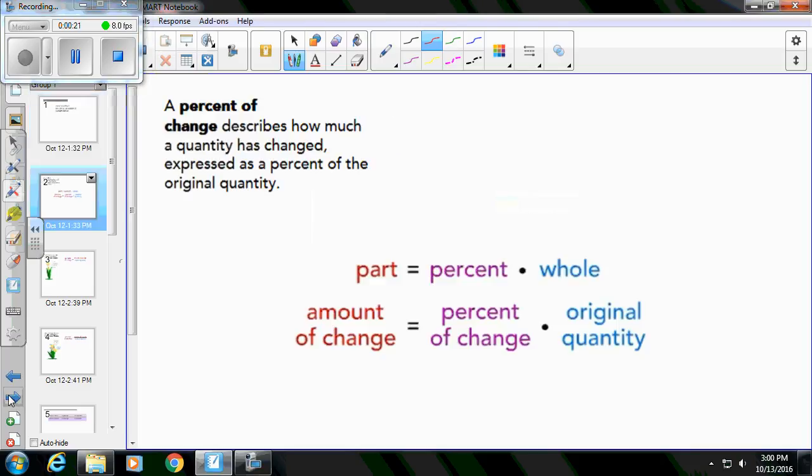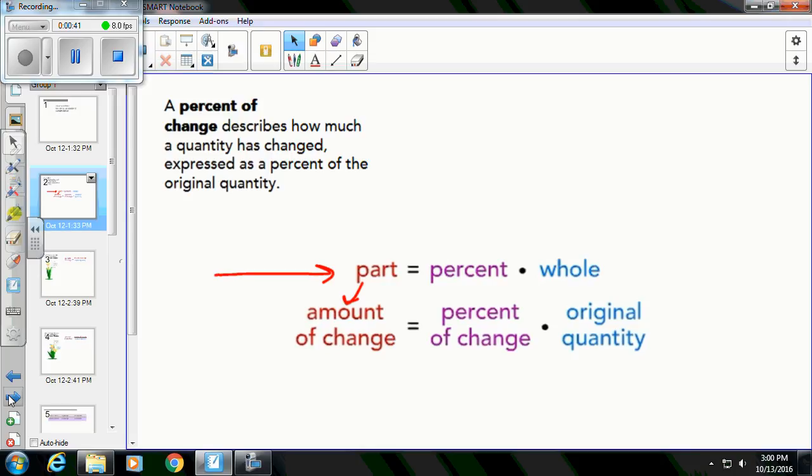A percent of change describes how much a quantity has changed, expressed as a percent of the original quantity. So going back to the formula we've been using, the part equals the percent times the whole. Here's where it's going to change a little bit. Instead of saying part, we're going to use the amount of change. The percent is now the percent of change, and the whole is still your original quantity.